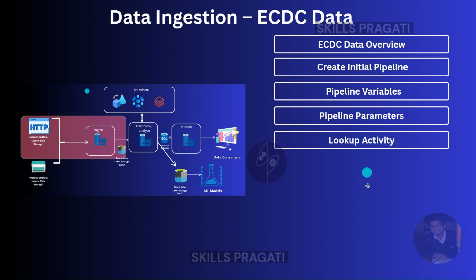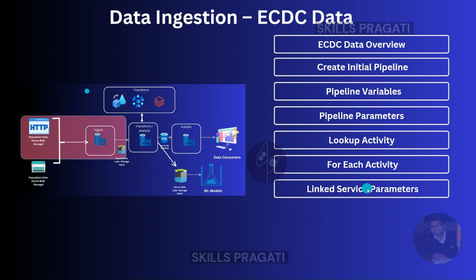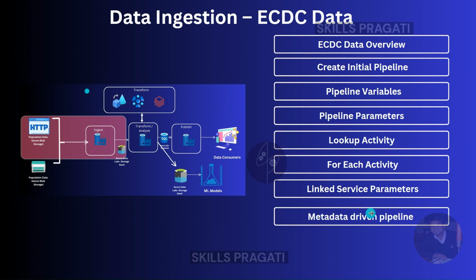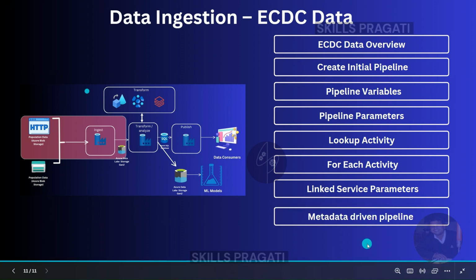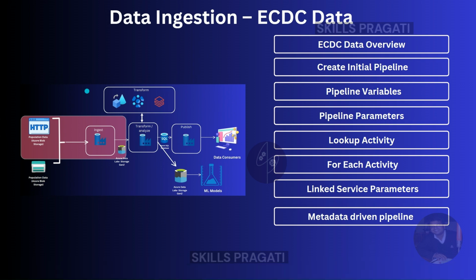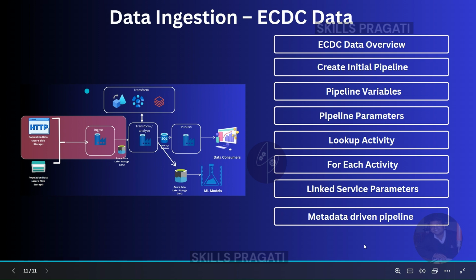I'll then take you through some more control flow activities, such as lookup and for each, and show you how to use them to make our pipeline to process multiple files in parallel. I'll then show you how to pass parameters from link services into datasets. And finally, we'll put them all together so we have a metadata-driven pipeline that ingests the data from ECDC website to our data lake with ease.